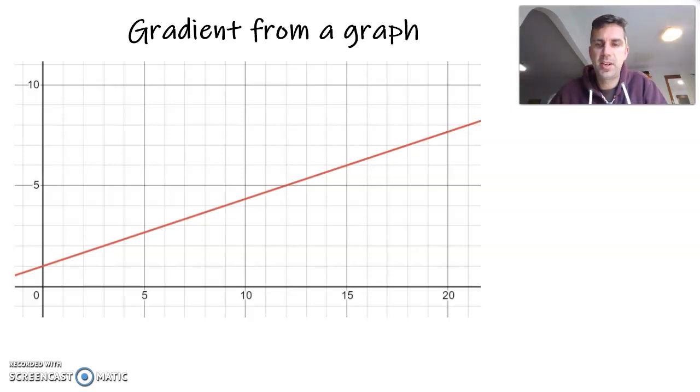Hi guys, in this video we're just going to look at how to find the gradient of a graph if you have a picture of the graph. Now gradient is basically just a special number that tells you about the slope of the line. So what we mean by that is whether the line is going up or whether it's going down, and how much it's going up and how much it's going down.